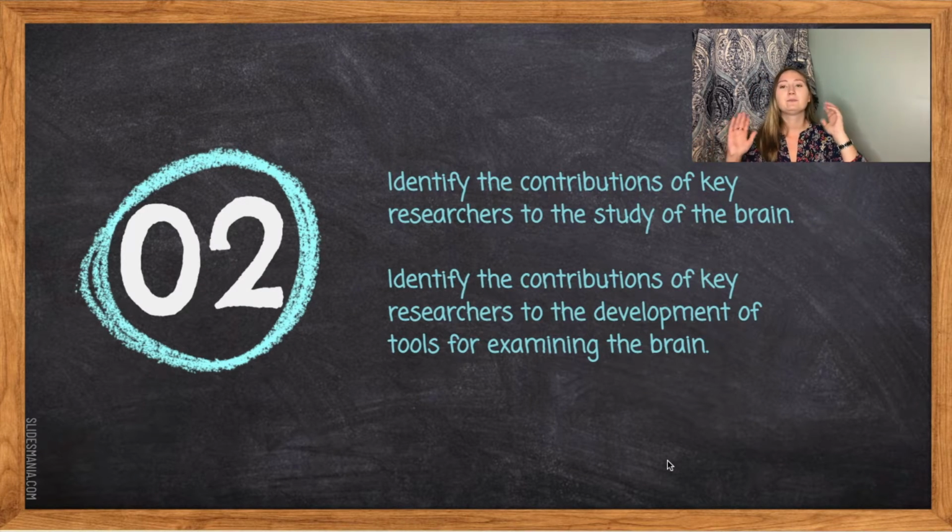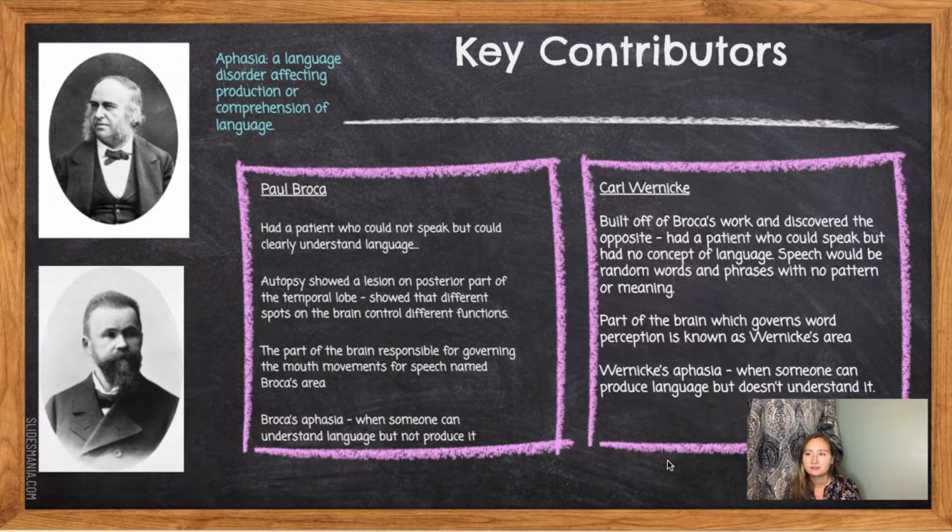All right, let's talk about aphasia. An aphasia is a language disorder that affects either production of language or comprehension of language. Production of language is the ability to speak intelligibly, right? Comprehension of language is the ability to understand language. So you're going to need to know these guys, so write these down: Paul Broca and Carl Wernicke.